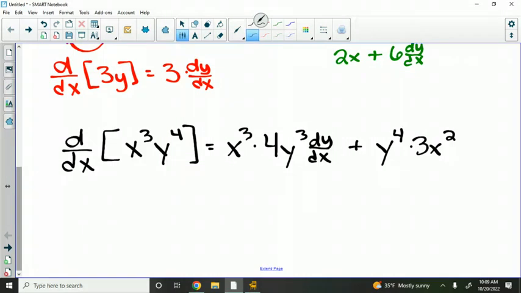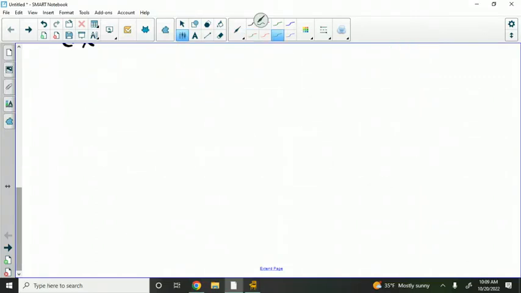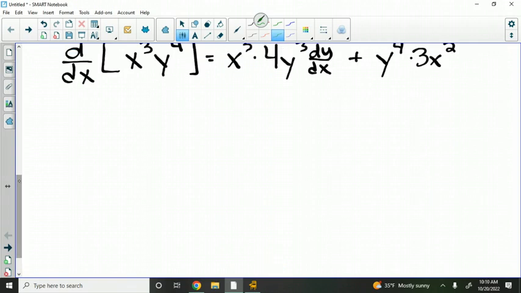How are we feeling so far? It's kind of weird. Feeling okay? All right. Let me show you this next one. And this is going to be where this will be more like how they look. So let me write it out.